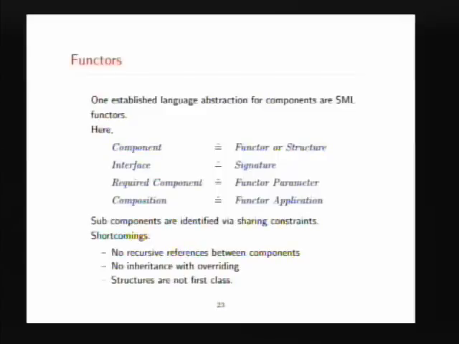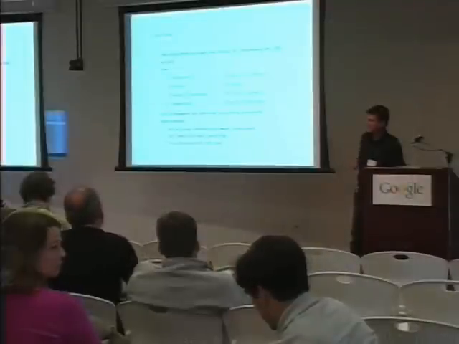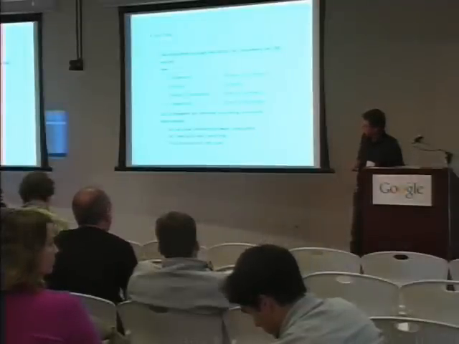There's no inheritance with overriding, so none of the object-oriented stuff. And structures are not first class, so you can't rewire them at runtime based on things that you know only at runtime. The layout of a module system is completely static.